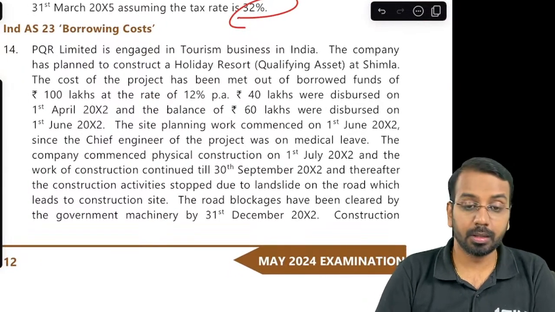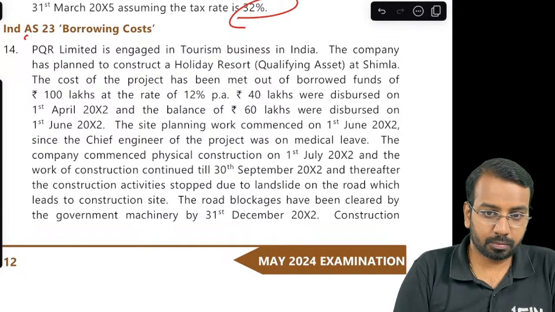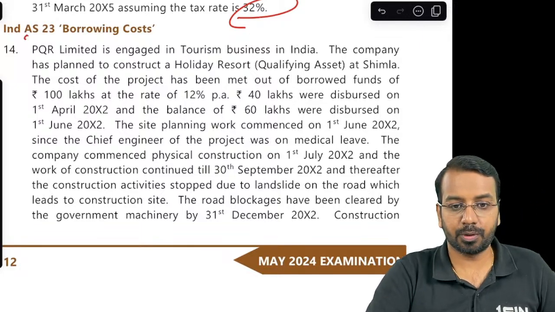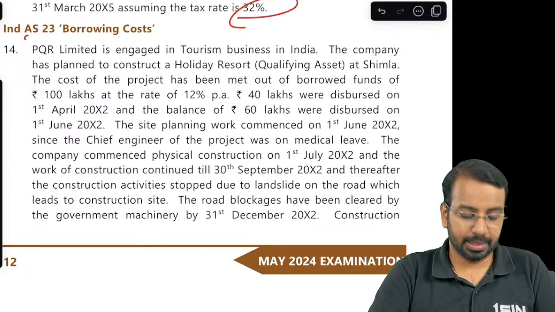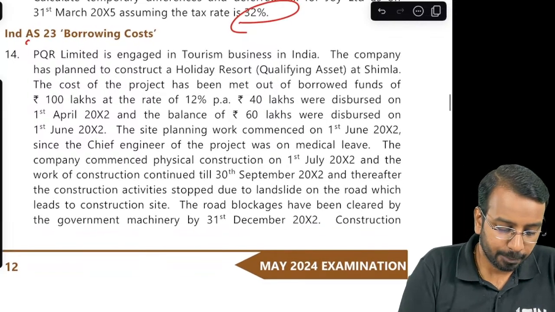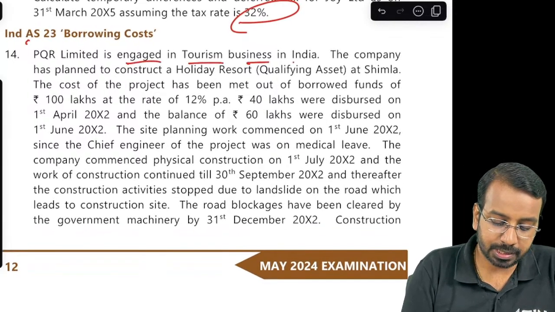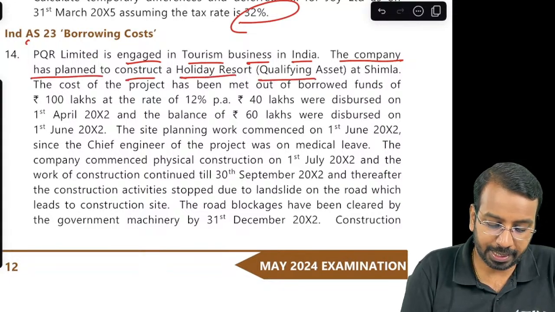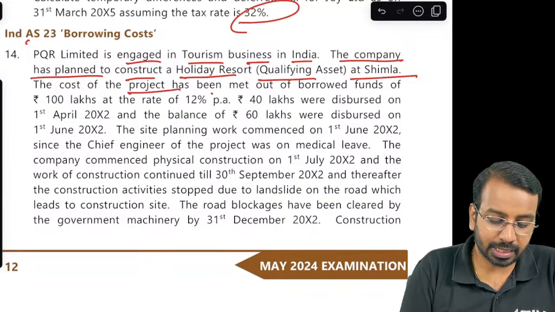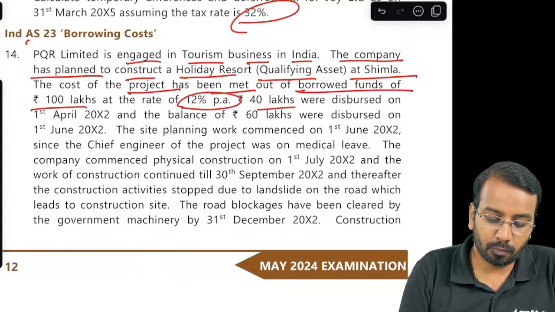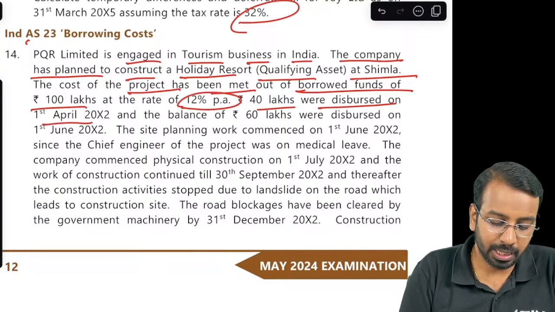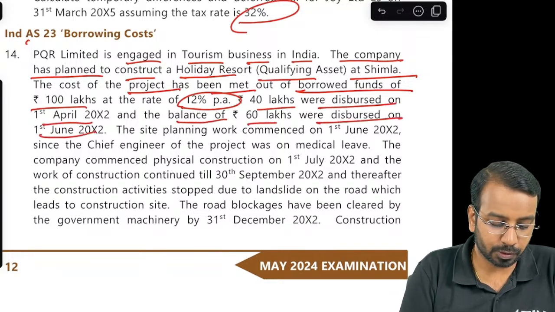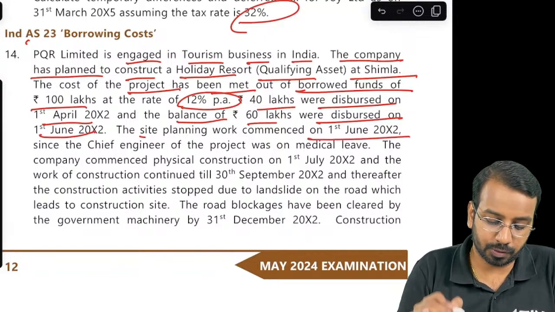Now, the next question on Ind AS 23, that is borrowing cost. PQR Limited is engaged in the tourism business in India. The company has planned to construct a holiday resort, a qualifying asset, at Shimla. The cost of the project has been met out of borrowed funds of 100 lakhs at the rate of 12% per annum. 40 lakhs were disbursed on 1st of April. The balance of 60 lakhs was disbursed on 1st of June. Site planning commenced on 1st of June.